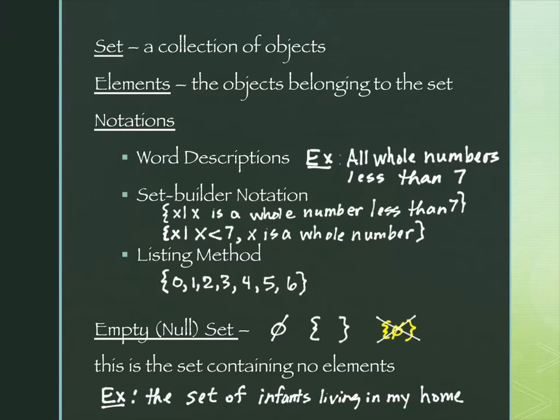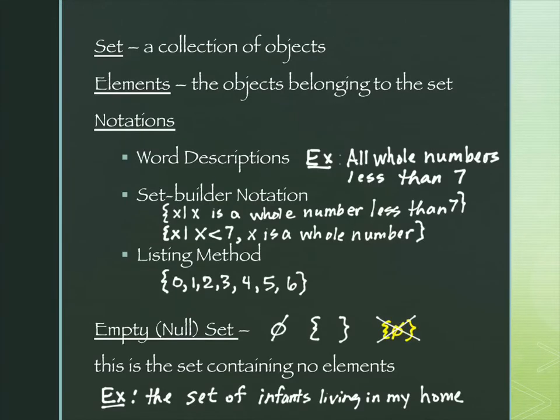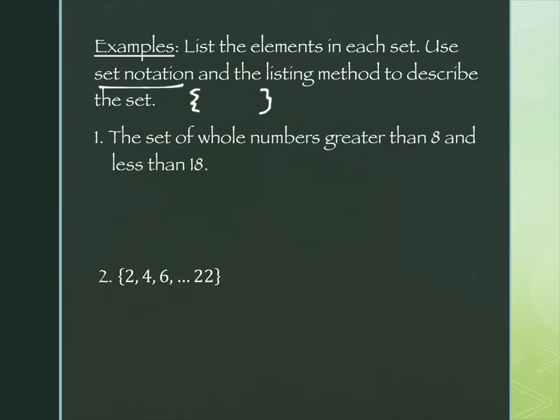Okay, so we're gonna do a couple examples next. So these are more like what your homework would be like, right? These are examples that you'll see things like. We're going to list the elements in each set using set notation. Set notation is talking about the curly braces. Notice that's not set builder notation. Set builder notation is the ones that had the X and the line and all that kind of stuff, okay? So it's just set notation, just means curly braces.